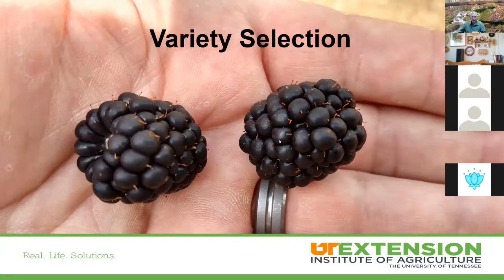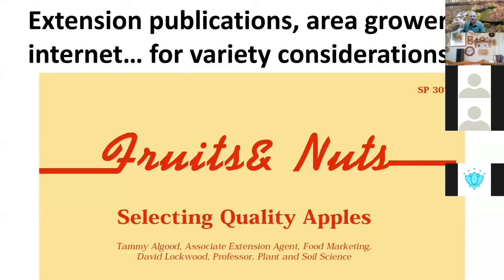And here, this is a couple of blackberries that I raised myself out of Prime-Ark 45, which is a primocane fruiting blackberry. So understanding what those cultivars are that offer the greatest amount of disease resistance. Now, there's all kinds of publications out there that talk about disease resistant varieties, and you'll probably see far more of them with apple trees than you will any of the other species, but they're out there. You may have to do just a little bit more digging to find those best cultivars.